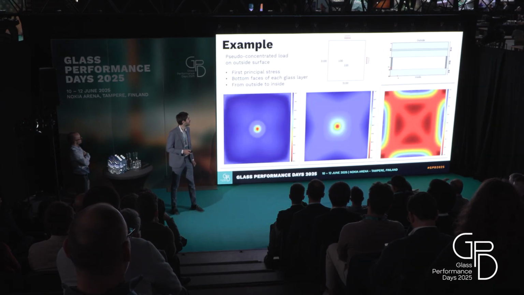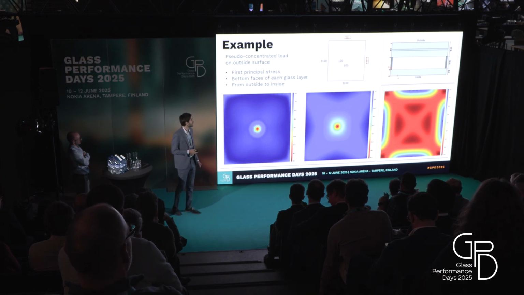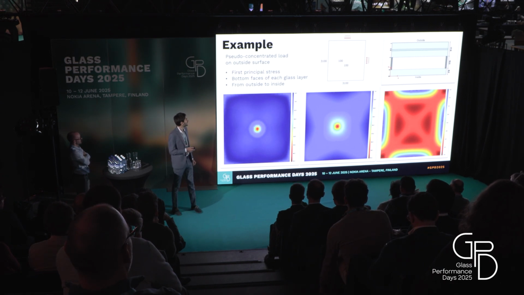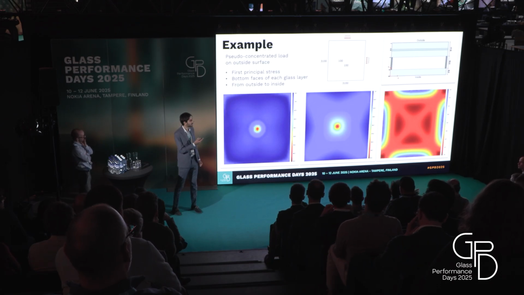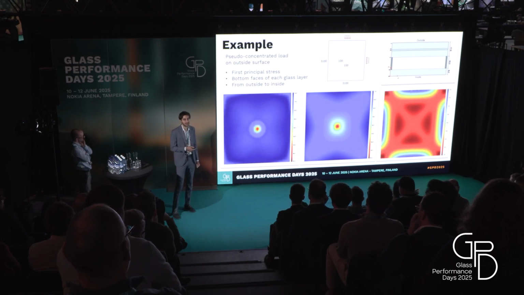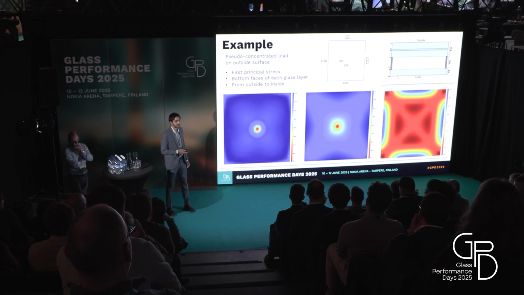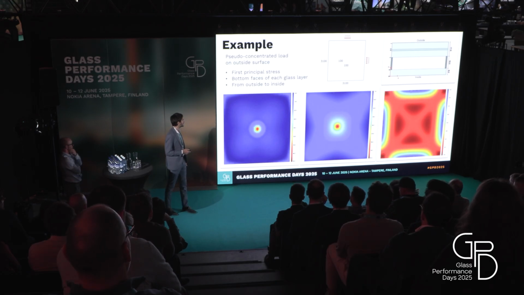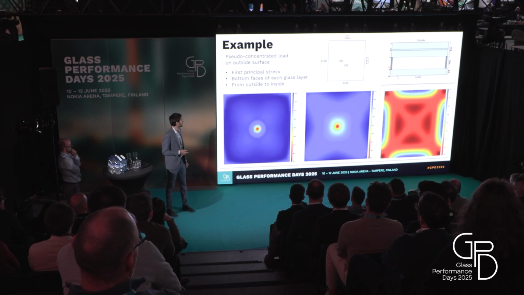Here is an example of our code, and these are the results for a case of an IGU with a concentrated load on the upper surface. And you see here the maximum principal stress diagrams for the three glass layers. You can see here how the stress diffuses through the interlayer, and how load sharing affects highly the lower plate.